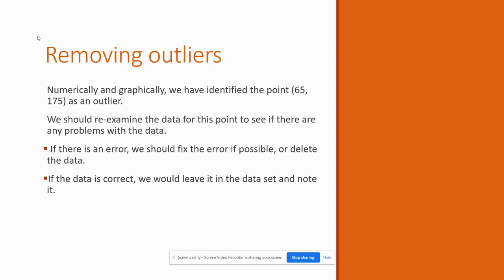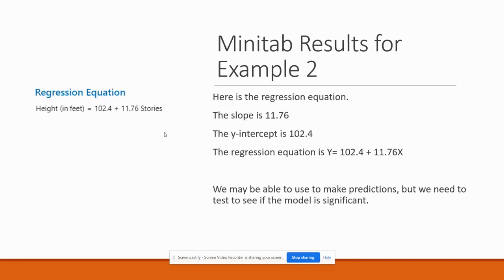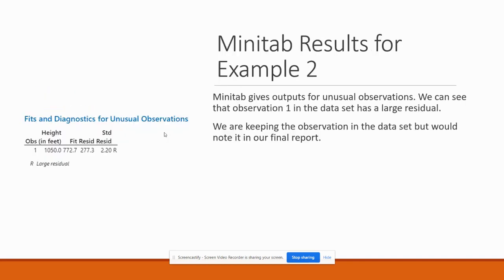So we had an outlier in the grade data set where it was 65 and 175. Again, you can examine the data. If it's an error, you could delete it, but note it. If it's correct, leave it in there. So let me show you. When we go back to example 2, we did that data set, and go back and look at that. I didn't put it in one slide because I didn't want to confuse you yet. So look here.